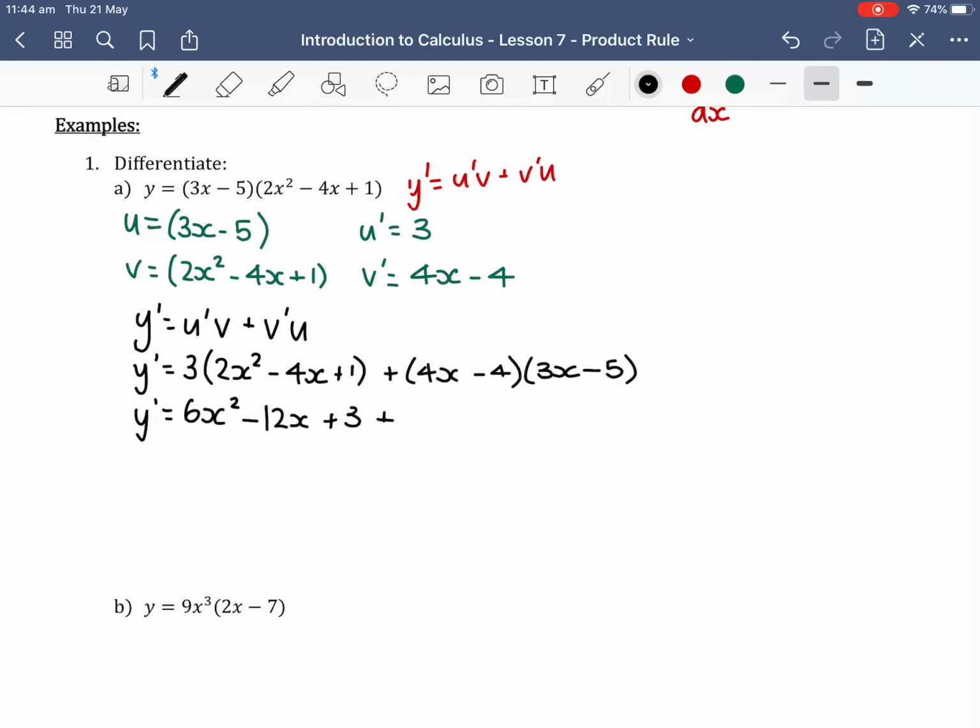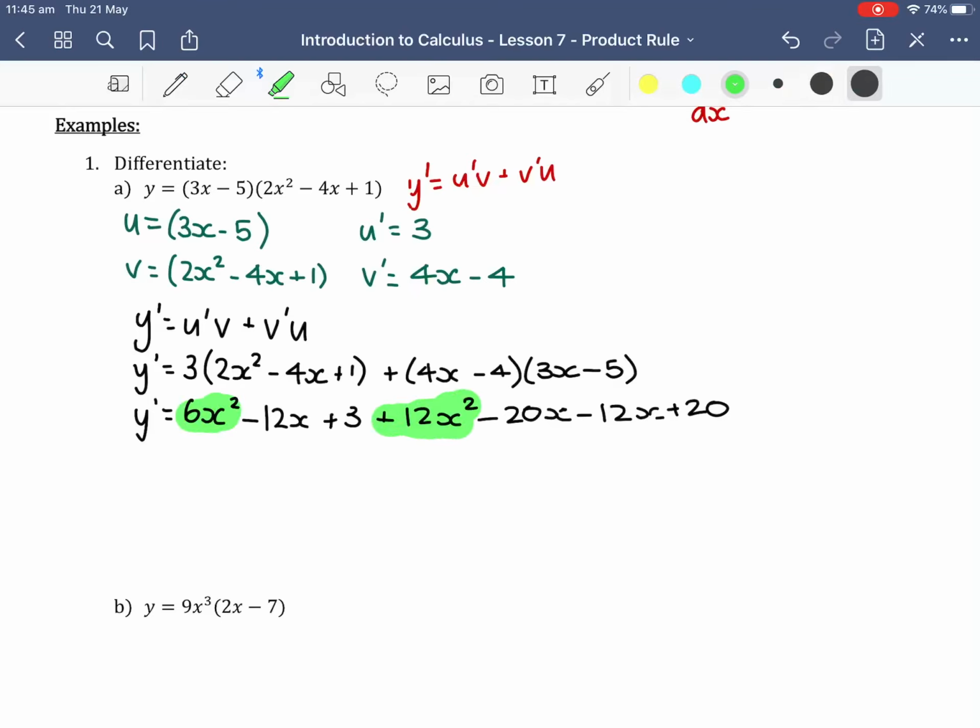Plus we're going to expand our brackets for our 4x minus 4 times 3x minus 5. So 4x times 3x is 12x squared. 4x times minus 5 is minus 20x. Minus 4 times 3x is minus 12x. And minus 4 times minus 5 is plus 20. So then we are going to collect like terms.